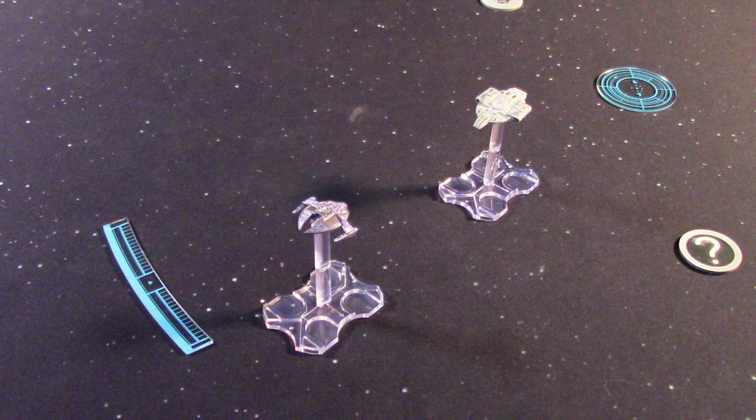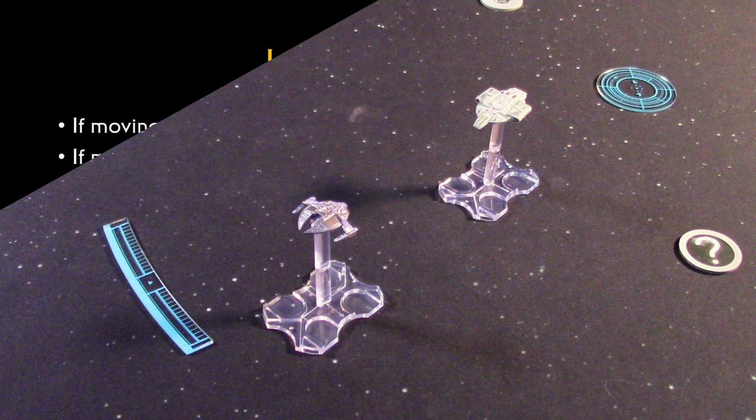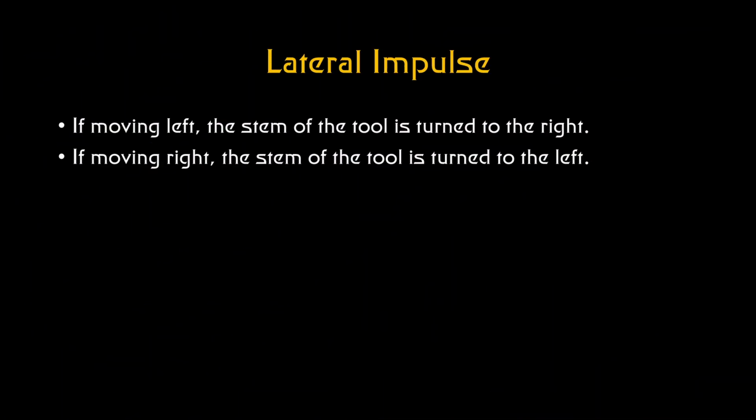This is done following the same procedure as a forward maneuver, however there are a few exceptions. The turning tool is placed in the fore or aft slot on the ship base, instead of the port or starboard sides. The turning tool stem is turned in the opposite direction of travel. So for a left lateral move, the stem of the turning tool is turned to the right. For a right move, the tool is turned to the left.